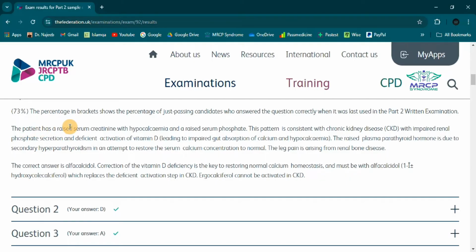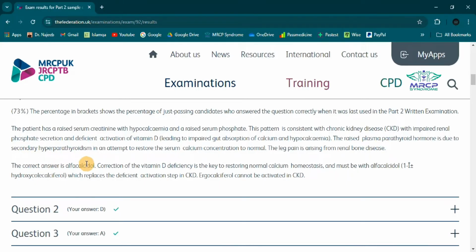This patient has a raised serum creatinine with hypocalcemia and a raised serum phosphate. This pattern is consistent with CKD with impaired renal phosphate secretion and deficient activation of vitamin D, leading to impaired gut absorption of calcium and hypocalcemia. The raised plasma parathyroid hormone is due to secondary hyperparathyroidism in an attempt to restore the serum calcium concentration to normal. The leg pain is arising from the renal bone disease.